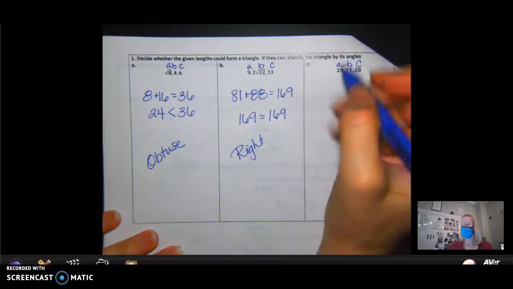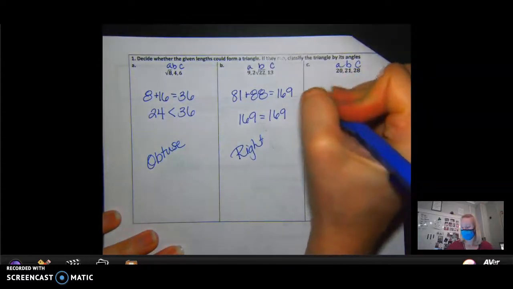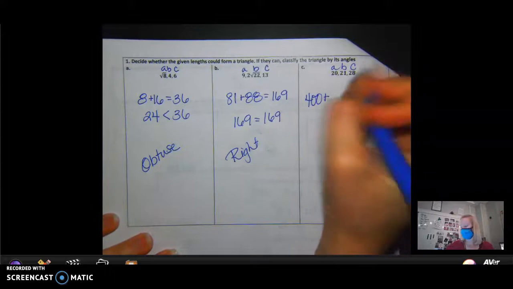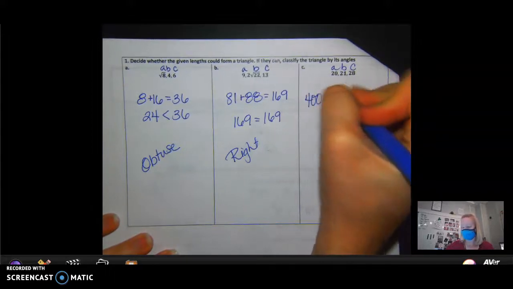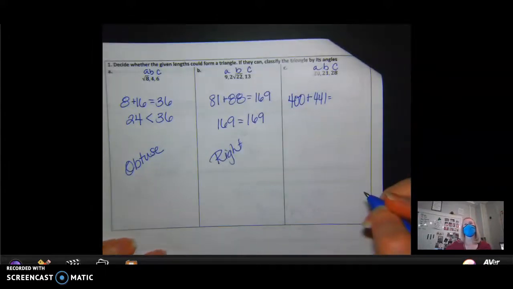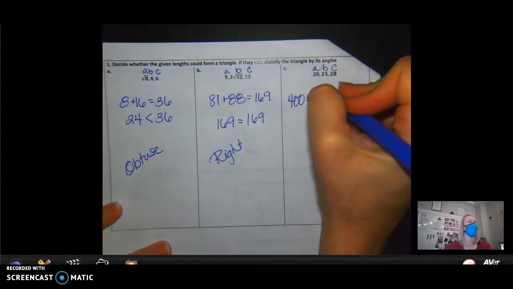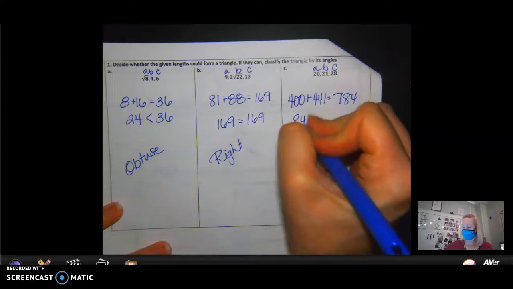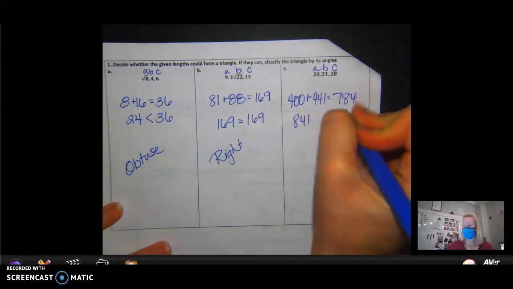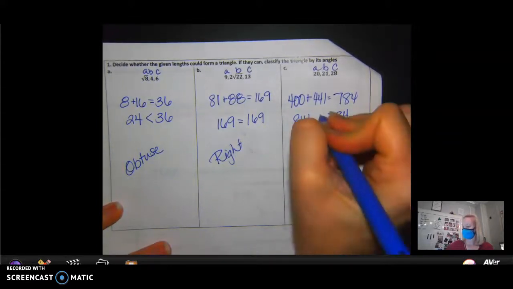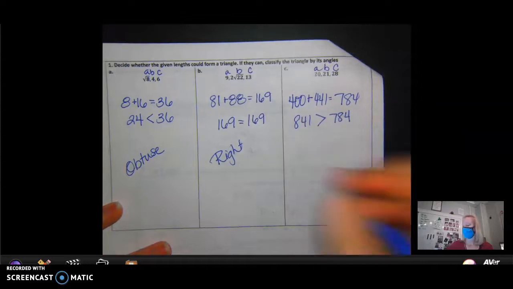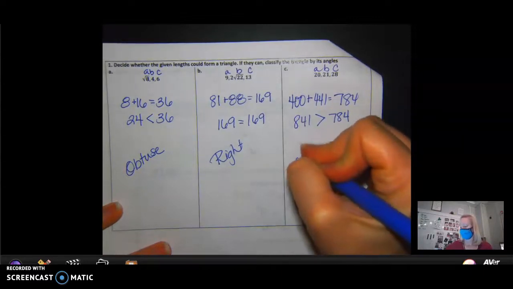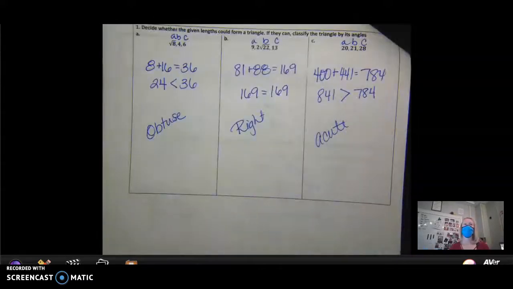Last one, what's 20 squared? What's 21 squared? 441. What's 28 squared? 784. So if I add these two, I get 841, which is what compared to 784? So what kind of triangle? Awesome. Does that make sense? Yes.